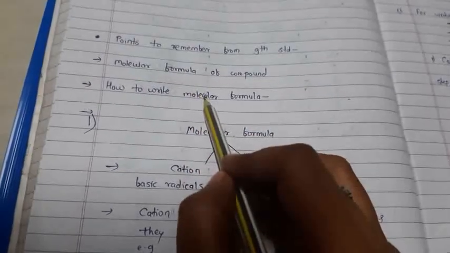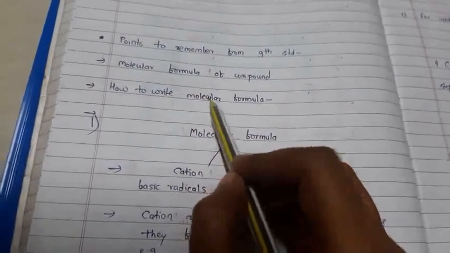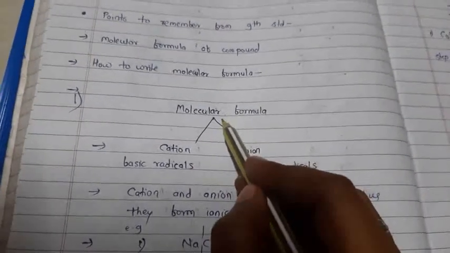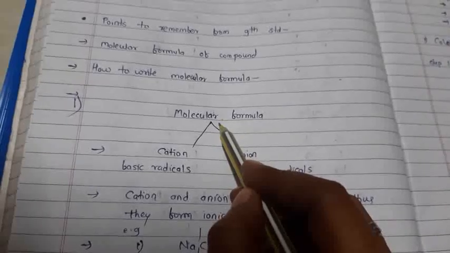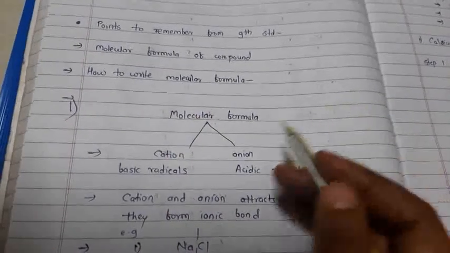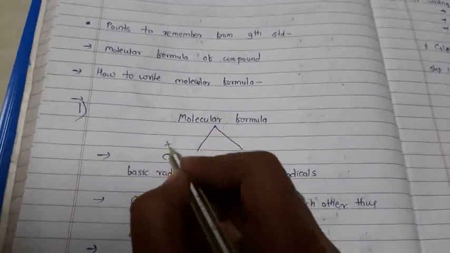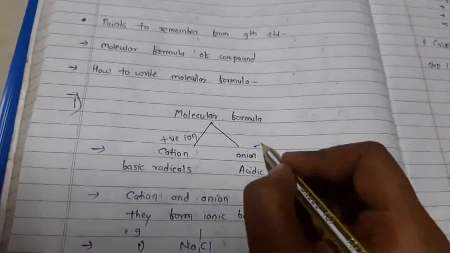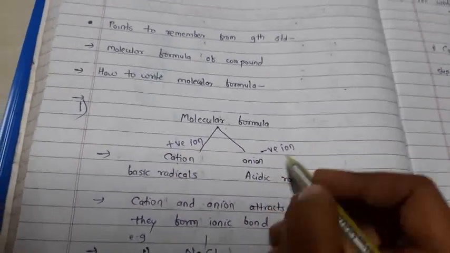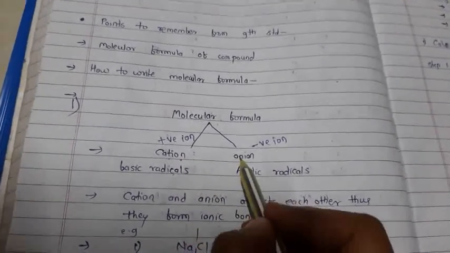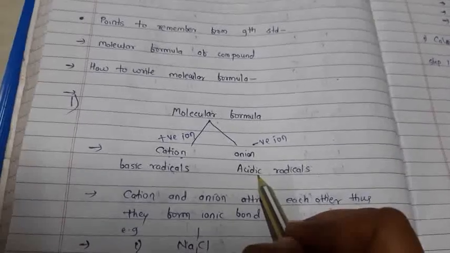Next is how to write molecular formula. So we will start with that. Molecular formula of any compound contains two parts. The first part is called cation, second part is called anion. Cation is also known as positive ion and anion is known as negative ion. Cation is also known as basic radical. Anion is also known as acidic radical.